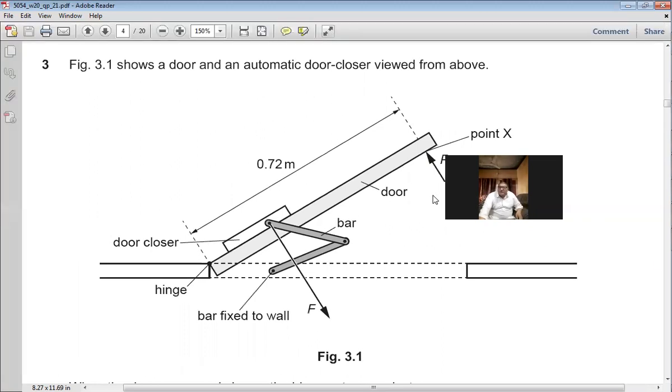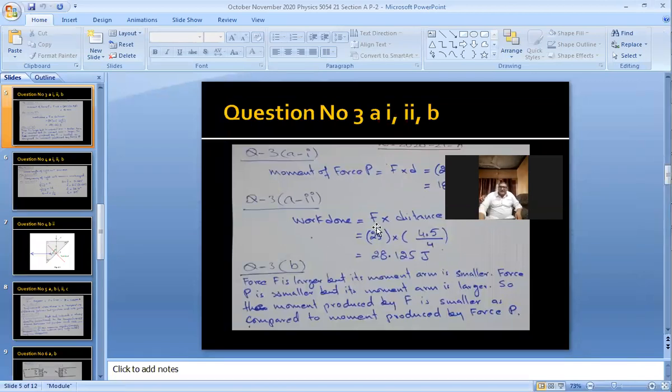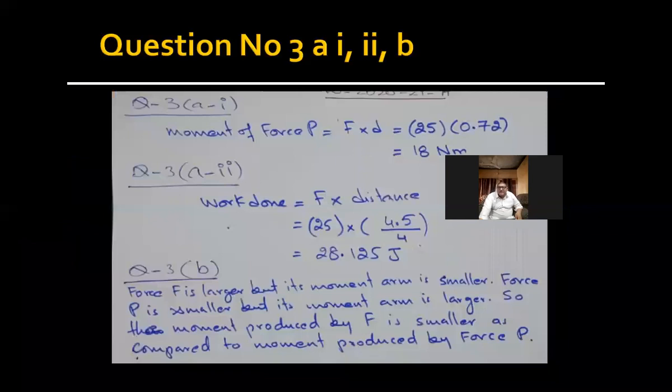And let's move to the markings. I have written this answer. First, let's read my answer, and then we can check the marking scheme. Okay, so I have tried to write this answer. Force F is larger, but its moment arm is smaller. Force P is smaller, but its moment arm is larger. I'm comparing both of them with each other. So the moment produced by the force F is smaller as compared to the moment produced by the force P. That's why the door has rotated anti-clockwise, and it has opened.